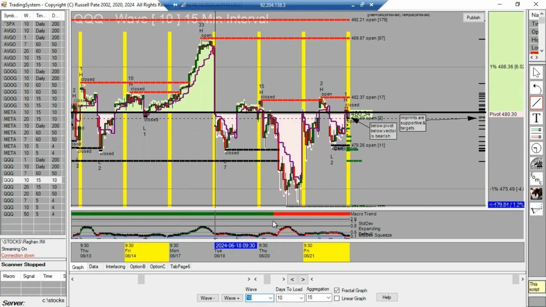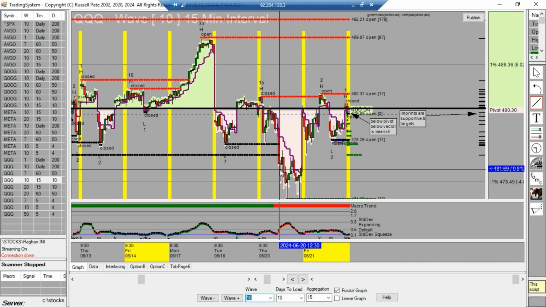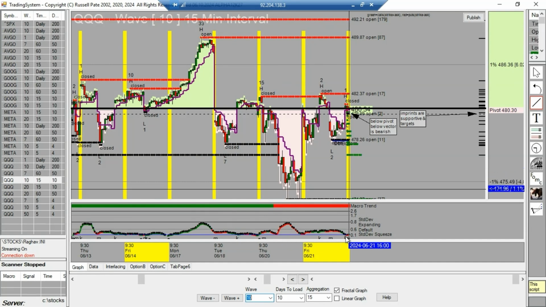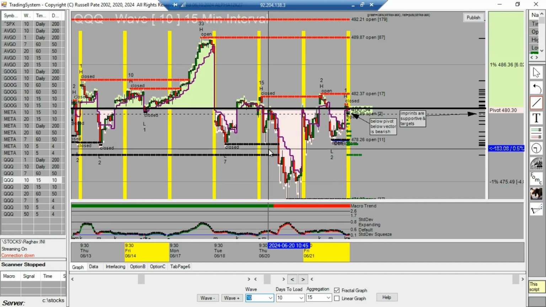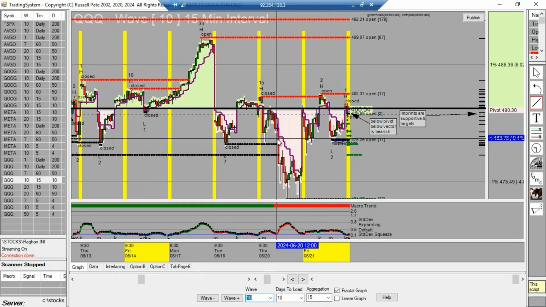Okay, now we're going to be talking about this thing right here, which is the macro trend and the standard deviation. This is going to be very useful and very easy to understand. First of all, just understand this shows the frequency of price right here, and understand that if we are in the squeeze, expect an explosive move.